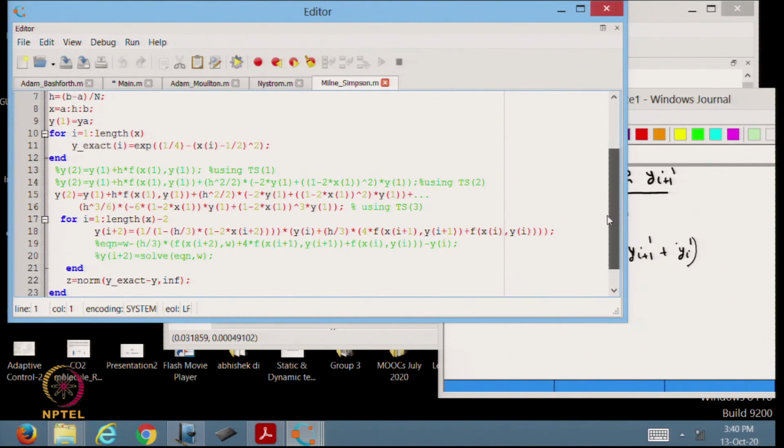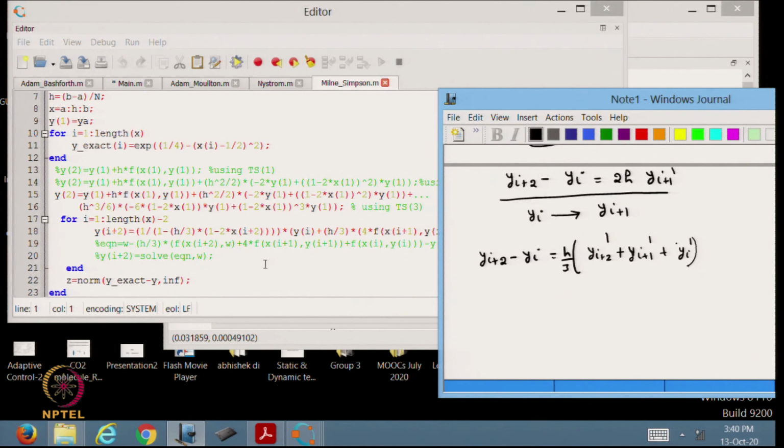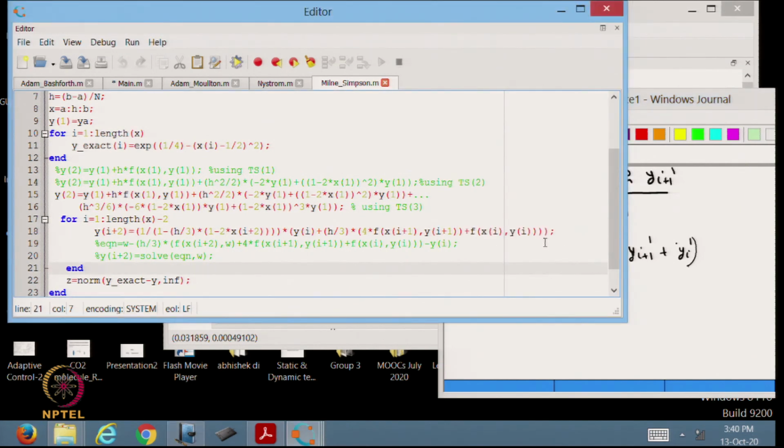So, here also you can see we have implemented that algorithm, okay, and the initial value you can predict with TS1, TS2, TS3, but you have to decide which you should choose so that the global error of the method remains consistent. The order of the method which we expect from Simpson is order 4, that is why we have chosen TS3. If you want the previous one, then that error will dominate.